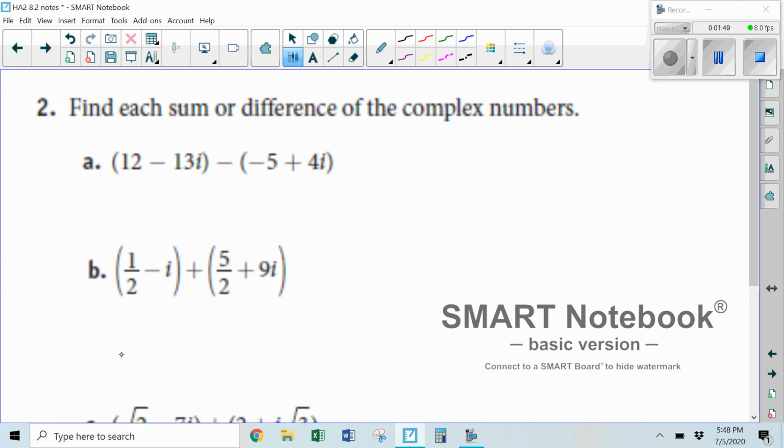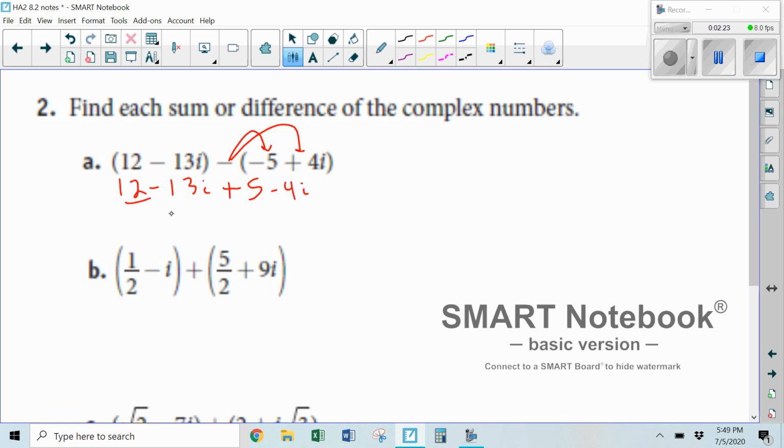Now it says find the sum or difference. We've only done the sum or the addition so far, but let's look at the difference real quick. Let's do A together. Notice we're subtracting all of this. We're not just subtracting the -5. So the only real difference between adding and subtracting is if you're subtracting more than one thing, it's going to be in parentheses. You'll subtract both. So I might just rewrite this one. Distribute the negative, so that'd be a +5 and a -4i.